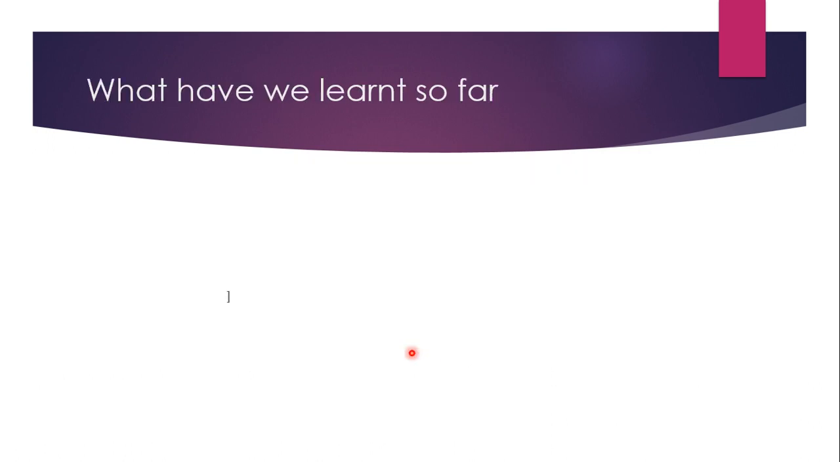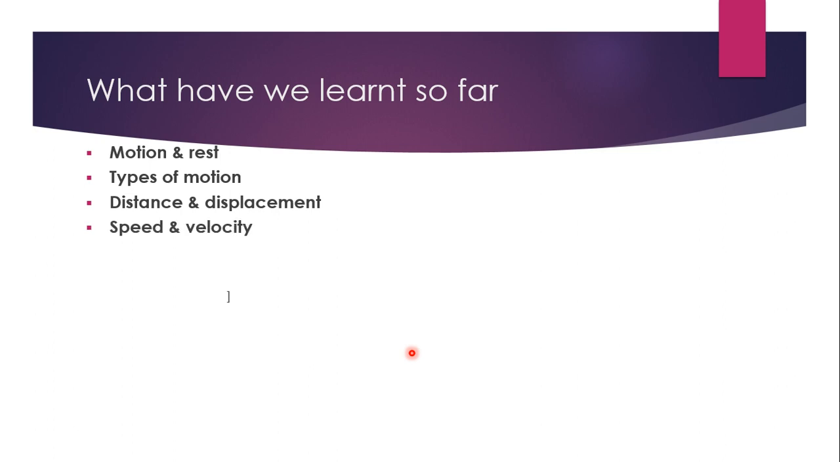All right. So now we will summarize this video, what we have learned so far. So we have talked about motion, how motion is different from rest. And then we also talked about types of motion, like there are various types of motion: rectilinear, oscillatory, and circular. And then we discussed distance and displacement, how distance is different from displacement, and how displacement is a vector quantity and distance is a scalar quantity. Then we similarly discussed speed and velocity, and then finally we talked about acceleration.